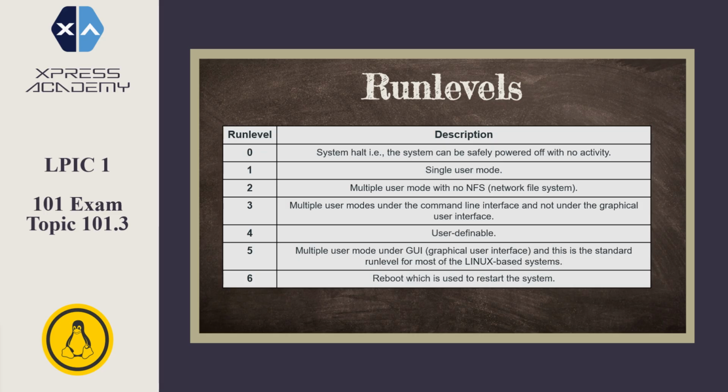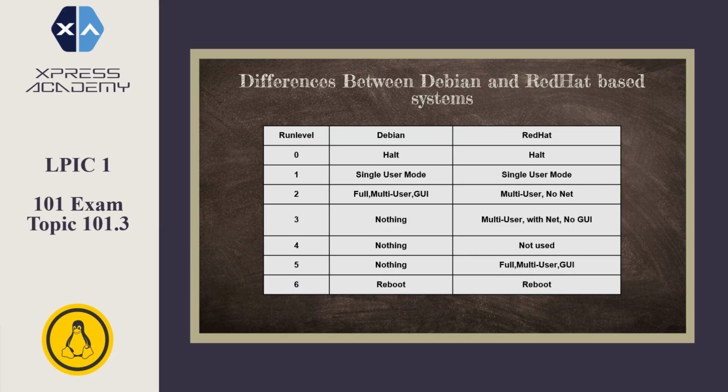On this run level, we as users can define what should be running. At first it's empty. For example, we could say that the Apache HTTP server starts in run level 4. The fifth run level is multi-user mode under GUI, or graphical user interface. This is the standard run level for most Linux-based systems. And number 6 is reboot, which is used to restart the system. And on this table, you can see the difference between Debian and Red Hat based systems.